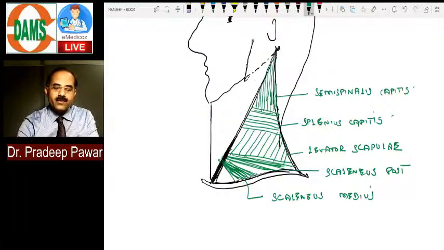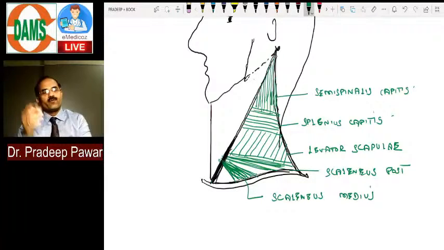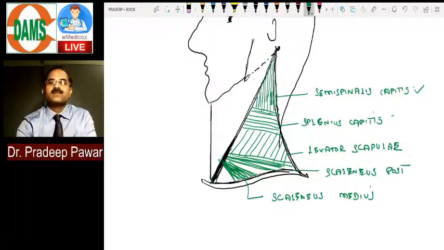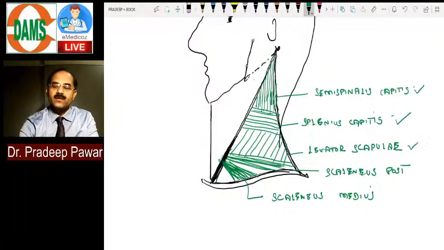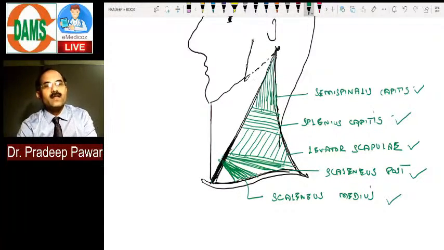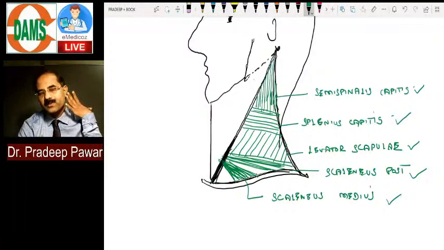So the floor of the posterior triangle would be formed by what? From above downwards, the first muscle is the semispinalis capitis. The second muscle is the splenius capitis. The third is the levator scapulae, the scalenus posterior and scalenus medius. Following? So these muscles will lie in the floor of the posterior triangle.